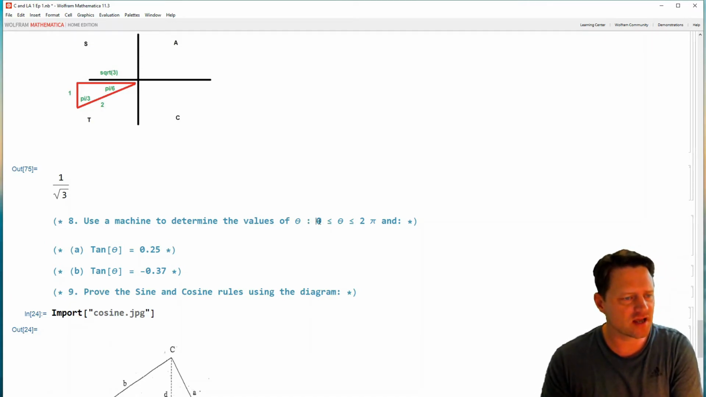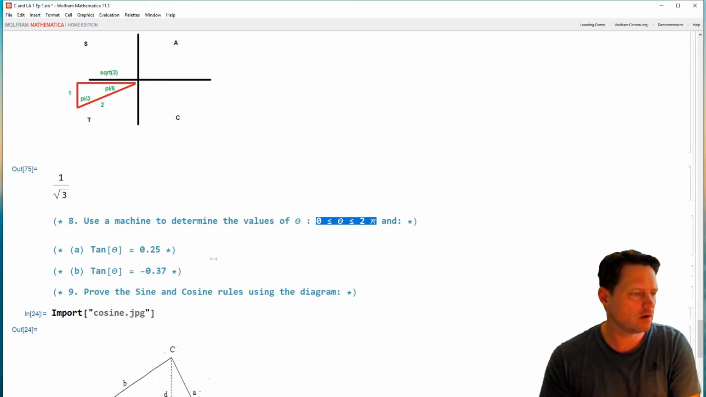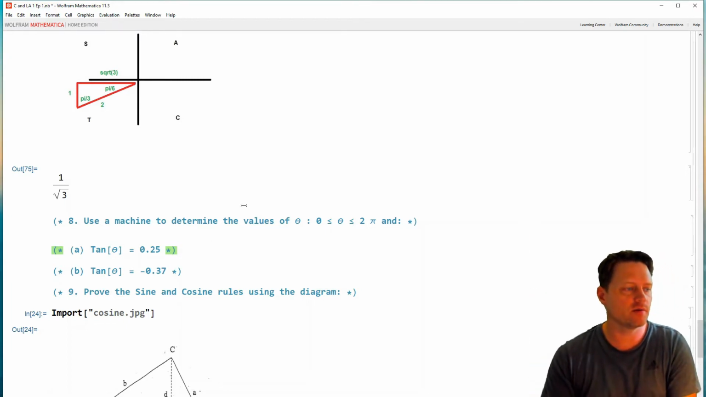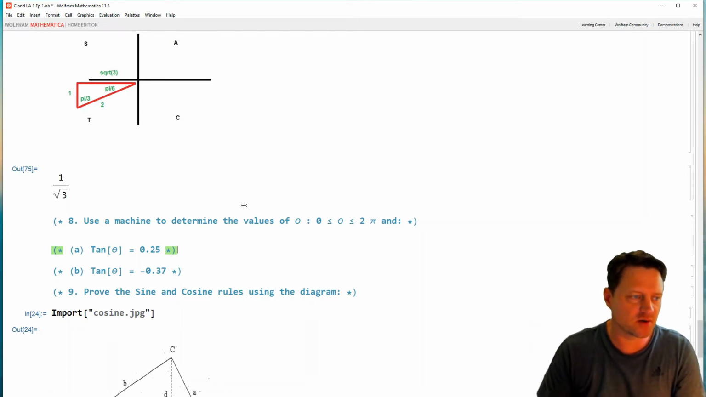All right, but the problem says for theta between 0 and 2 pi, because there are multiple solutions of this if you allow it to go outside of 2 pi. Remember, these are periodic functions of period 2 pi.